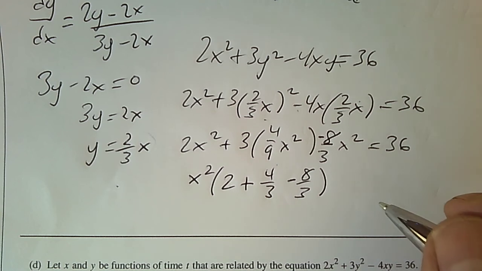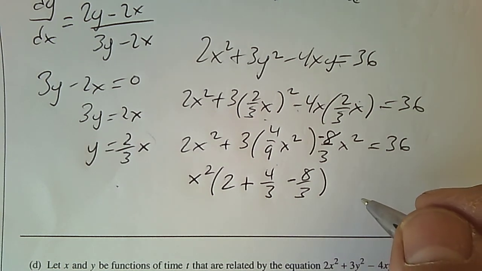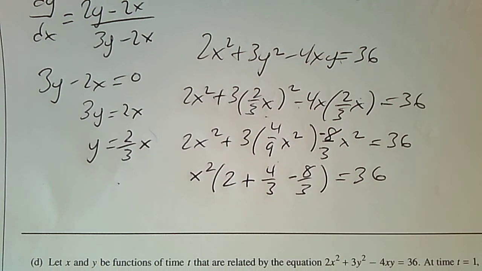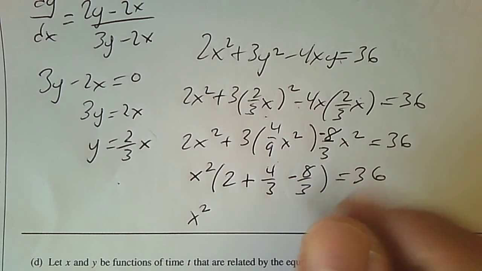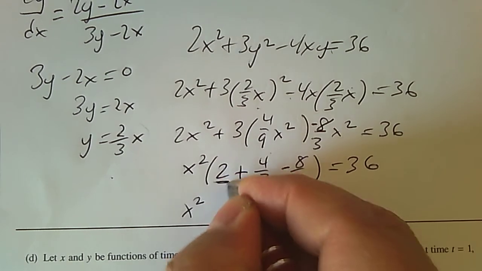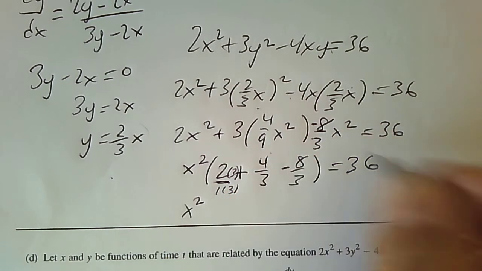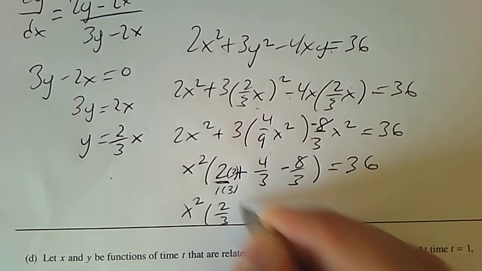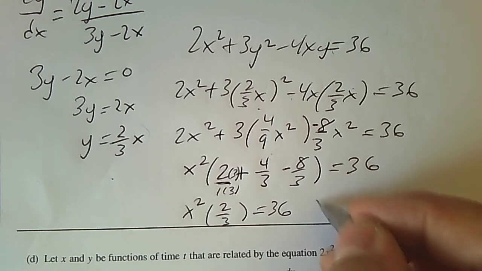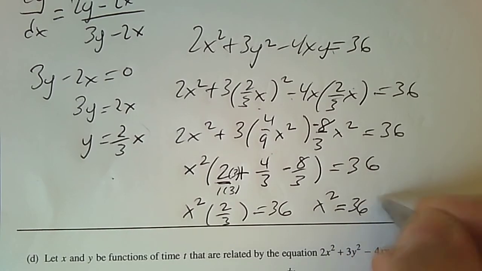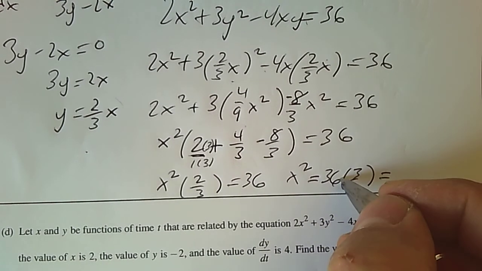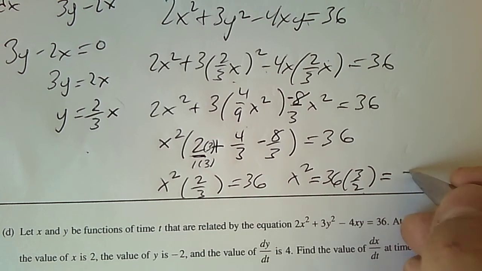And that's all equal to 36. I'm going to simplify this by getting common denominators. To get common denominators, I just need to multiply this one by 3. So I have 6 plus 4, 10, take away 8, so that's 2/3. And then the second last step to get x by itself is to multiply times the reciprocal. So if I multiply times the reciprocal, 2 goes into 36, 18, and 18 times 3 is 54.